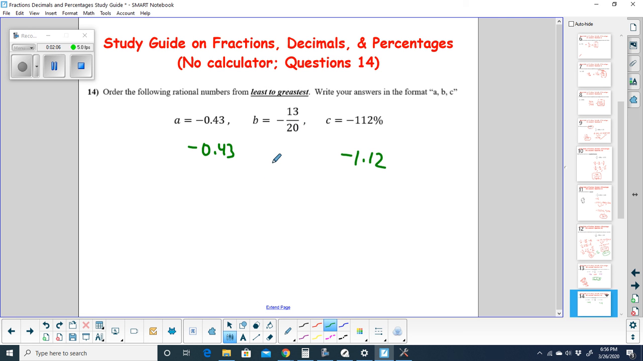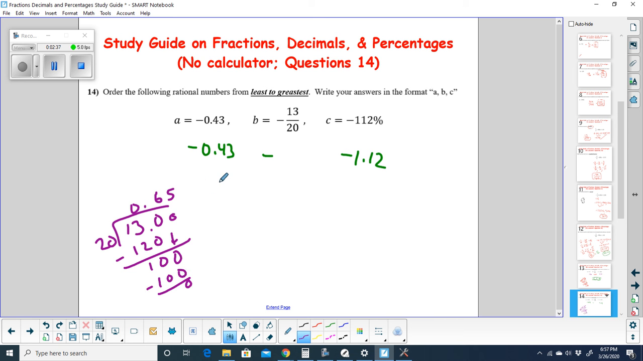Well, I know the answer is going to be negative. Let's do the work over here. What's 13 divided by 20? All right, so here we go. 20 goes into 13 0 times. How about 20 into 130? That would be 6 times. 6 times 20 is 120. Remainder is 10. Bring down a 0. 20 goes into 100 5 times. 5 times 20 is 100. So it's 0.65, but I already determined it was going to be a negative.